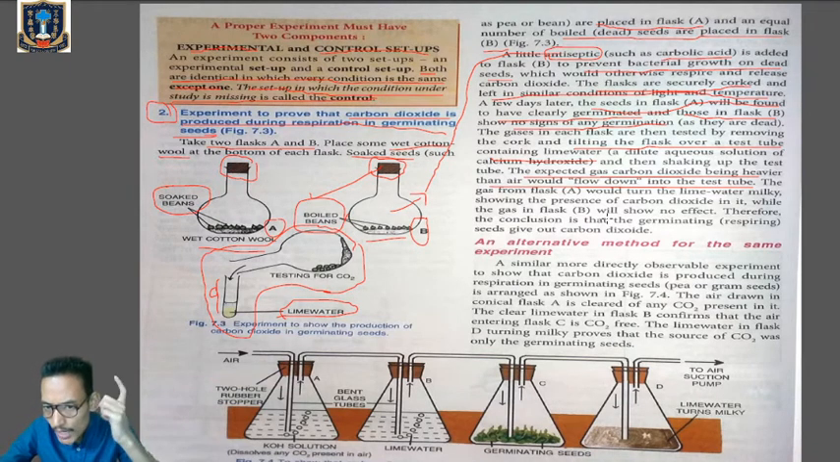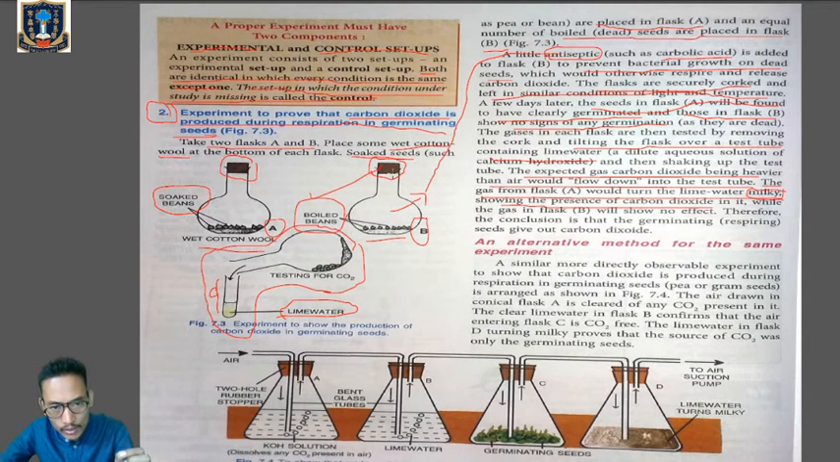Okay, and remember that the test tube contains lime water. So the gas from flask A will turn the lime water milky. That means when we introduce the gas from flask A into the test tube containing lime water, the color of lime water will change. It will turn milky, showing the presence of carbon dioxide.